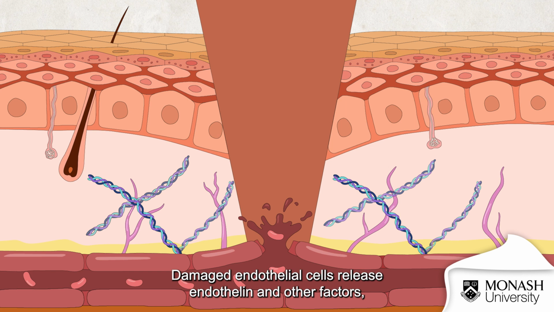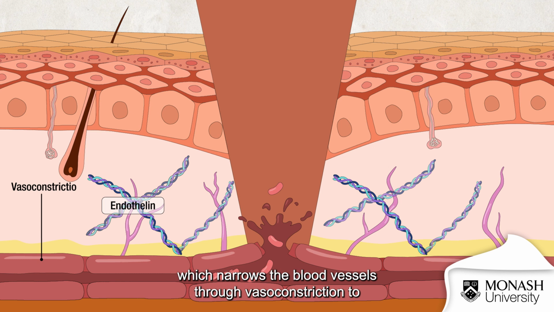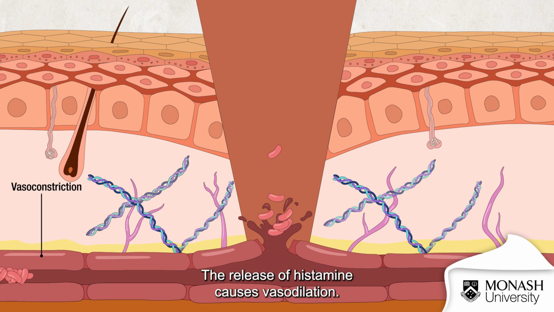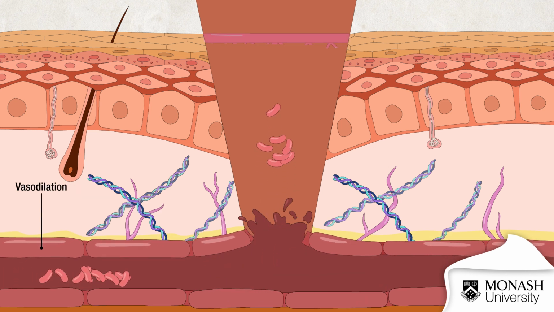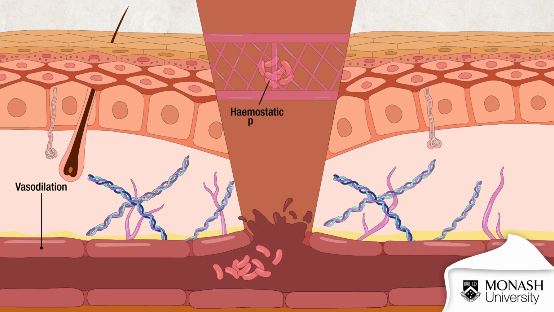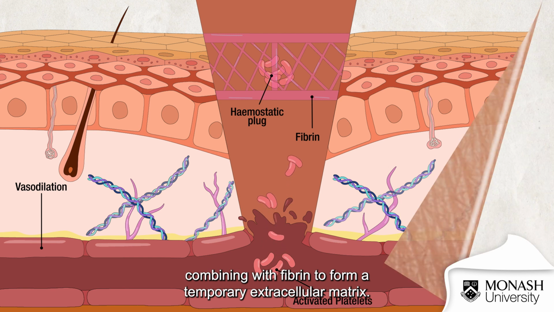Damaged endothelial cells release endothelin and other factors, which narrows the blood vessels through vasoconstriction to temporarily reduce blood flow. The release of histamine causes vasodilation, and platelets rush to the wound site to create a protective plug, combining with fibrin to form a temporary extracellular matrix.